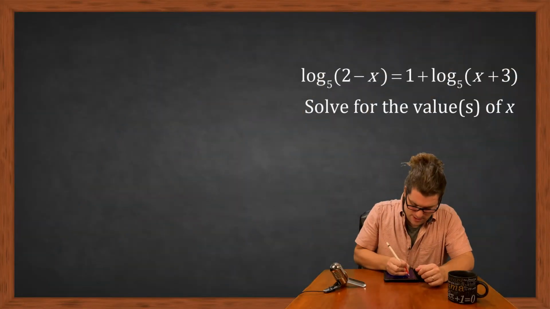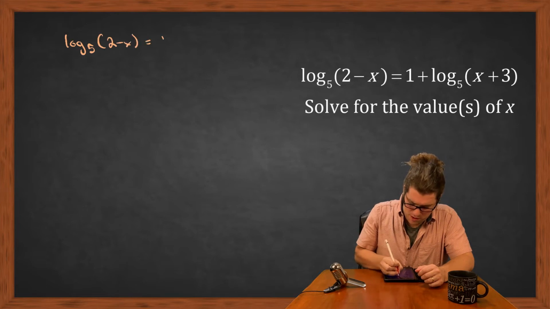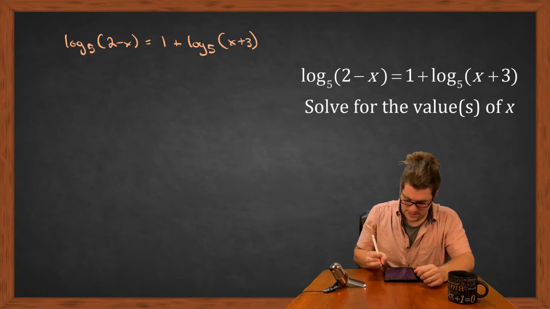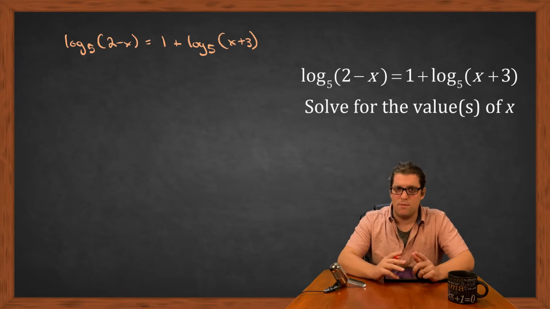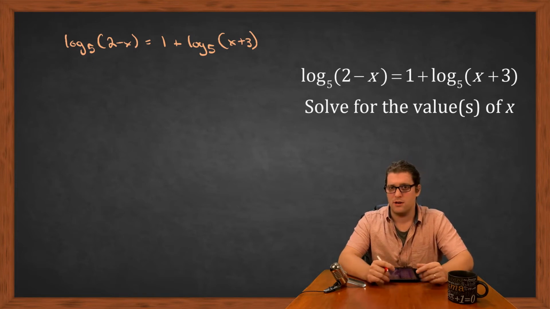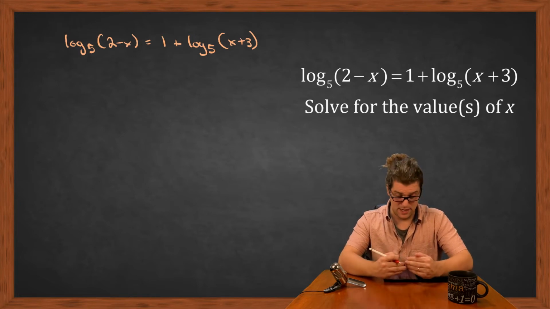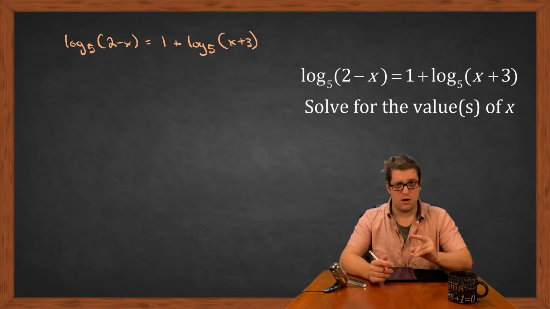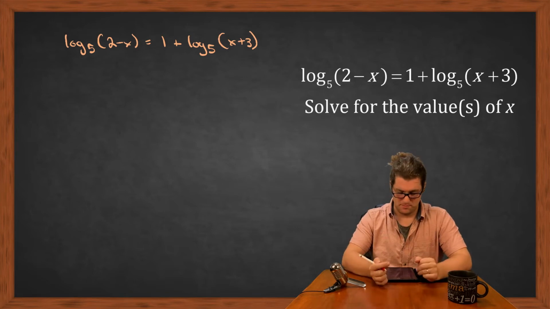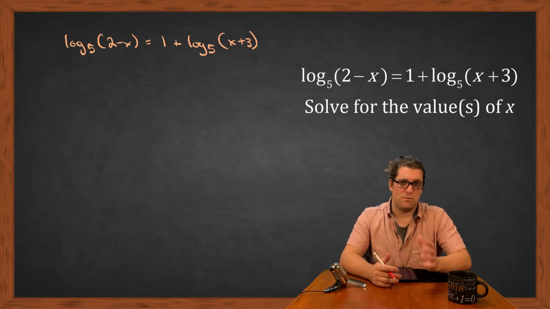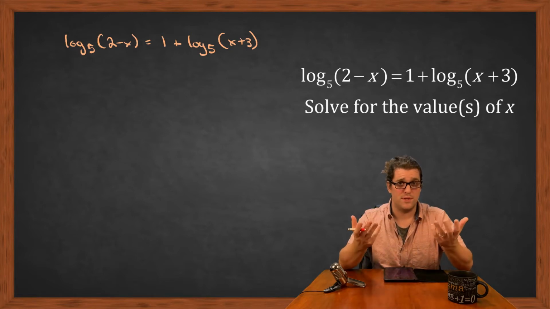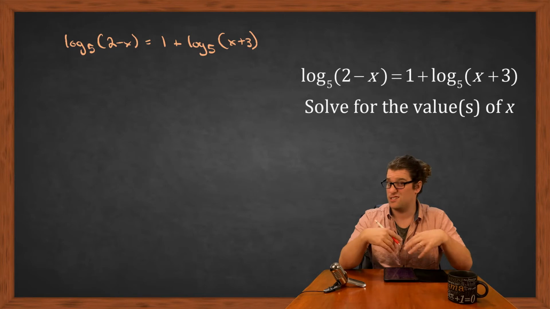Okay, now this one is log base 5 of 2 minus x is equal to 1 plus log base 5 of x plus 3. I'm going to point out something that's going to make this one a bit more involved than if it was a single logarithm, or if there were two logarithms of the same base and nothing else there. If there were two logarithms of the same base, one on each side, we could raise those logarithms into the exponent position on base 5 exponentials, because this is a base 5 logarithm.